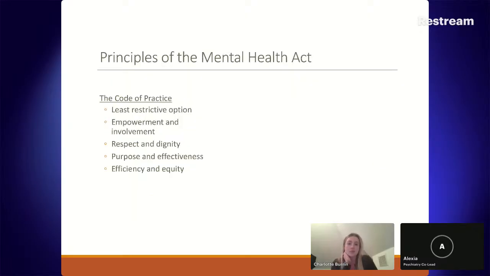So the Act lays out principles under which we should be using it, and these are laid out in the Code of Practice. These are the key headlines that the Act talks about. The least restrictive option is something that is talked about quite a lot in clinical practice when we're looking after detained patients. Effectively, this just means that we're using the minimum restriction necessary in order to achieve safe and effective care.